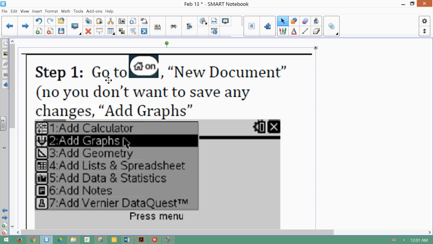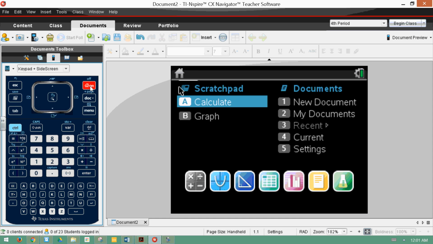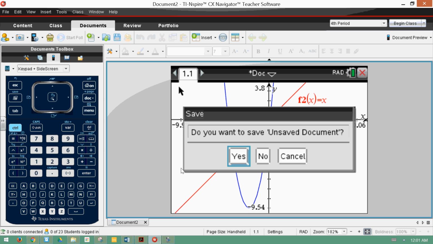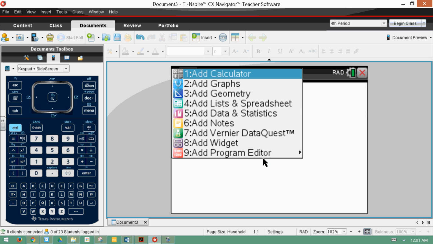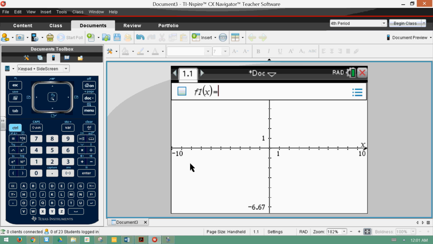Step 1, we're going to first press the on key, go to new document, and select no if it asks me if I want to save any changes, and go to add graphs. So let's do that. All right, home key, I'm going to select 1. I don't want to save any changes, and there, and I'm going to add graphs. So that's all of step 1.